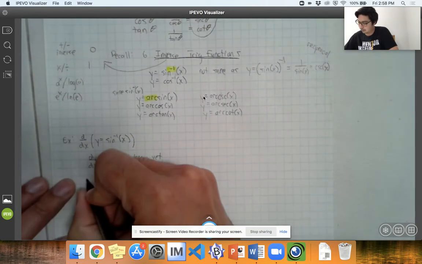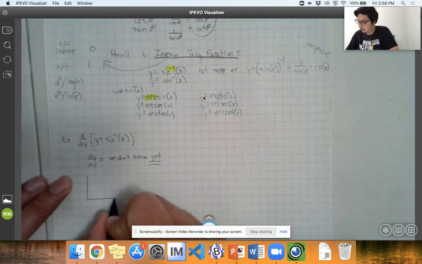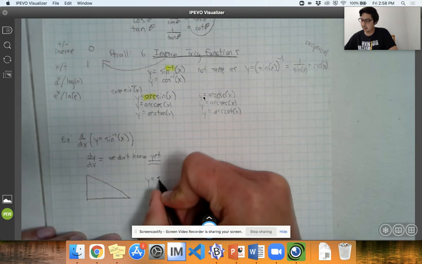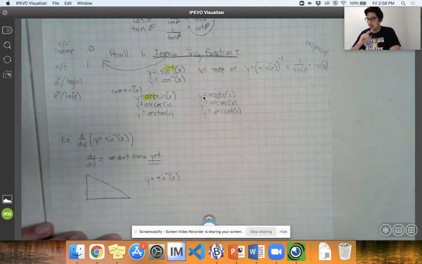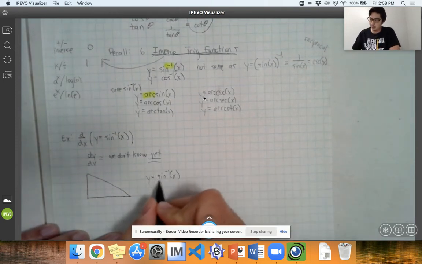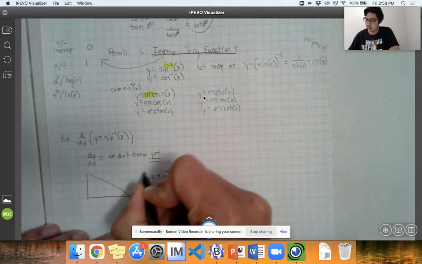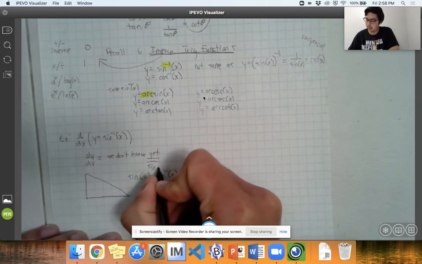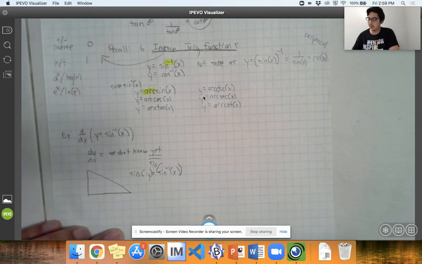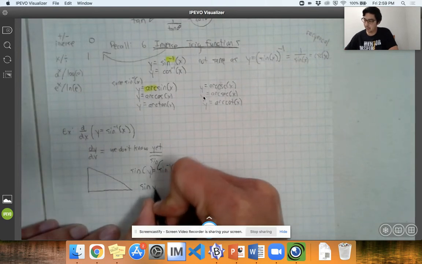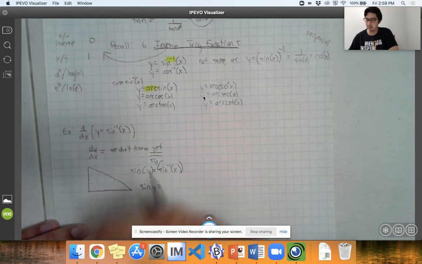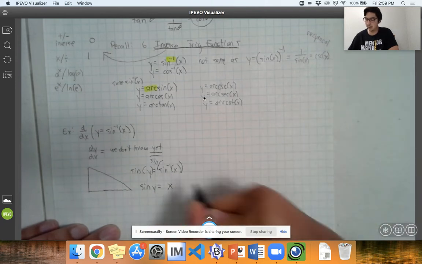So let's make a right triangle. Now, y equals sine inverse of x. What we can do, if we wanted to get rid of this sine inverse, is use its inverse function, which is sine. So we can sine both sides. We take the sine of the left side, and we take the sine of the right side. By doing that, we're going to have the sine of y is equal to, and sine inverse, being that they're inverse functions, will cancel each other out, and you'll just be left with x.